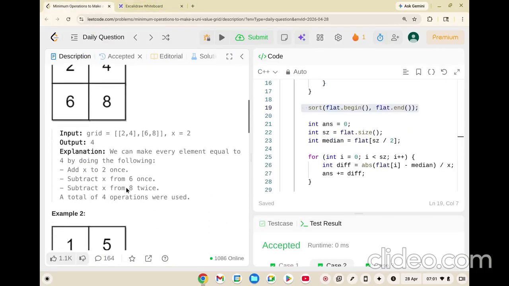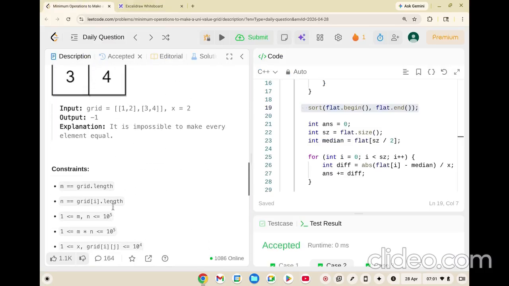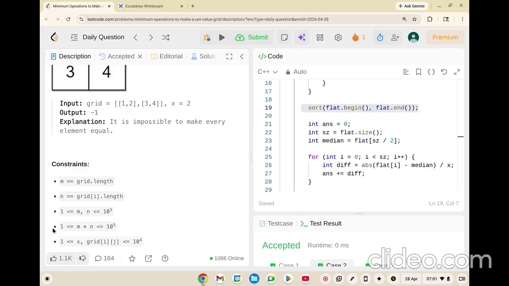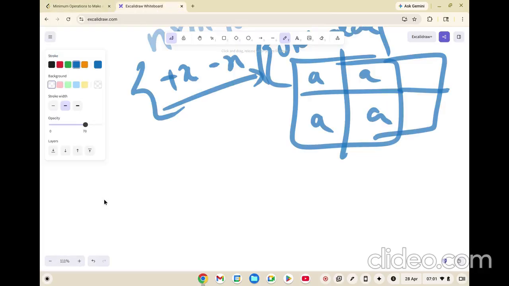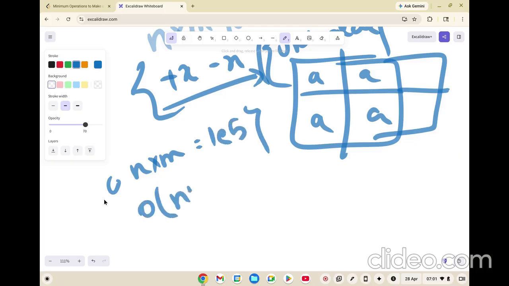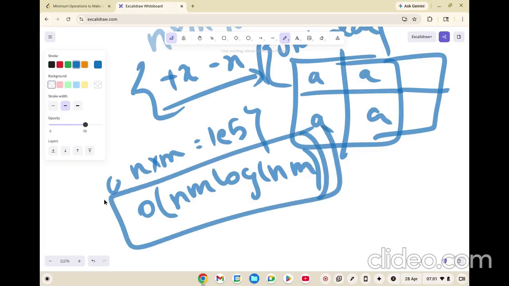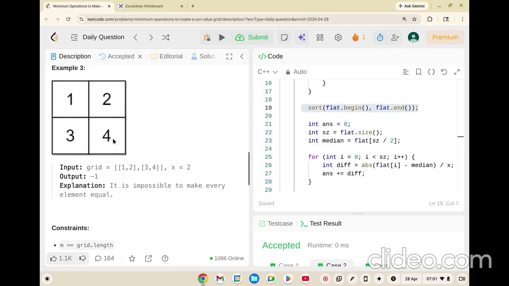Before looking into the test cases, let's look at the time constraints of the problem. n into m is 10 to the power 5. So you need to write a solution which is definitely big O of nm log nm, not more than that. In the worst case, you can go to this. If you can write a solution which is big O of nm, that will also work. This is the worst you can write. All right, so let's look at a few test cases.